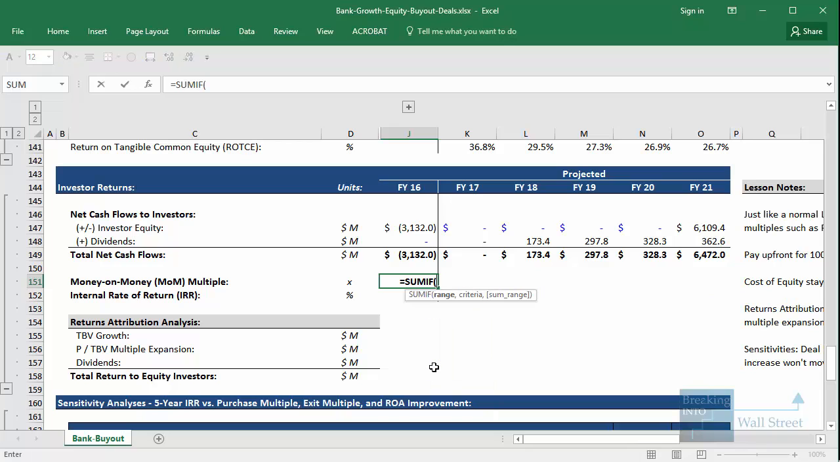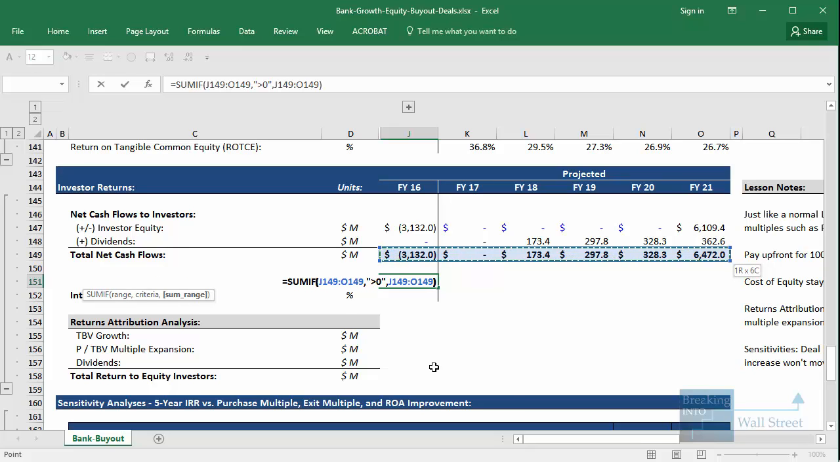So we can use a SUMIF here and we'll use the net cash flows range right here. And we'll start by summing up everything that is above 0. We'll use this for the sum range. And then we'll divide by everything that is below 0 over the same range. And I should have used a negative sign in front of that, so I'll fix that right now.